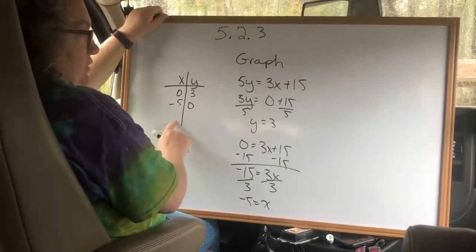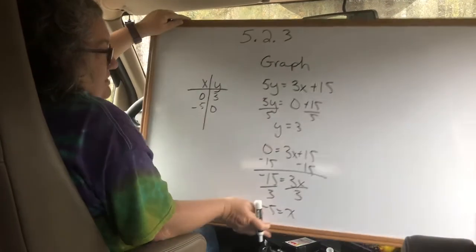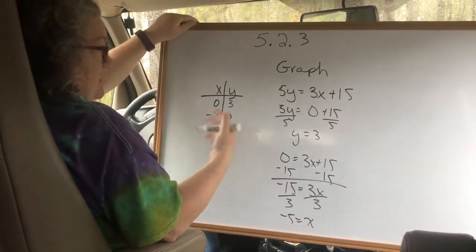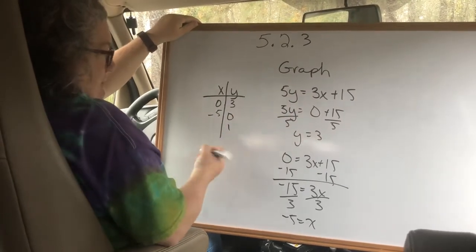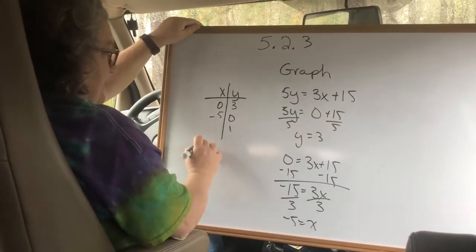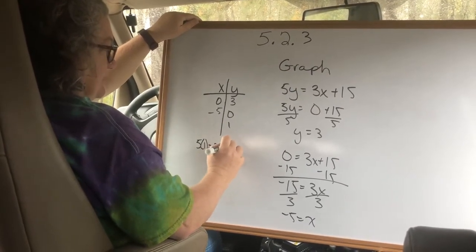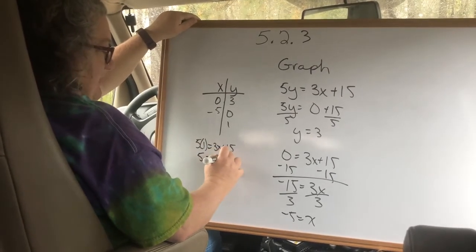Now remember, we need one more point to make sure that we didn't make a mistake here, to use as a check. So what number should I use? I'm going to use a small number. I don't want something large, so I think I might go with y equals 1. That seems pretty good. So we have 5 times 1 equals 3x plus 15. So that would be 5 equals 3x plus 15.